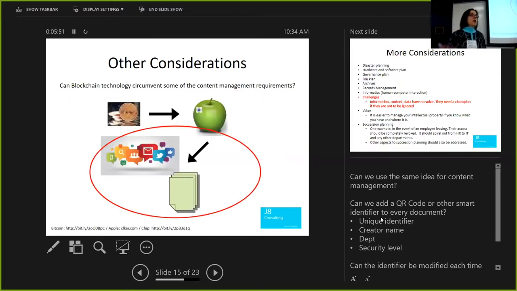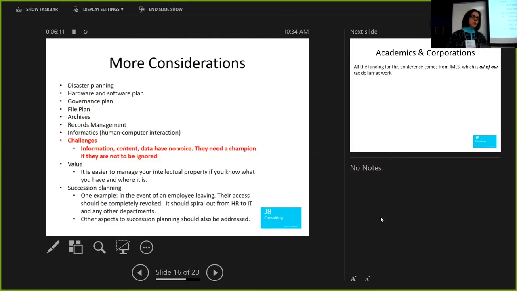But can we do that with digital information and documents? Is there some kind of digital identifier that could be scanned or could be smart enough to be modified every time it changes? So if I email a document to Natalie, could that identifier say, oh yeah, you emailed this to Natalie? So these are all the other considerations that I take into account.